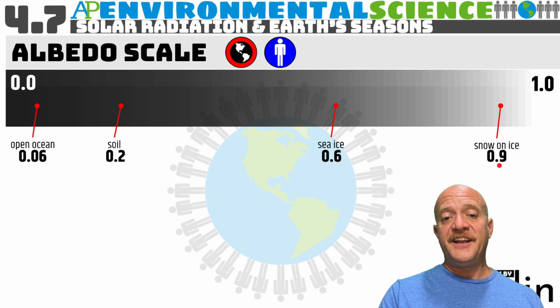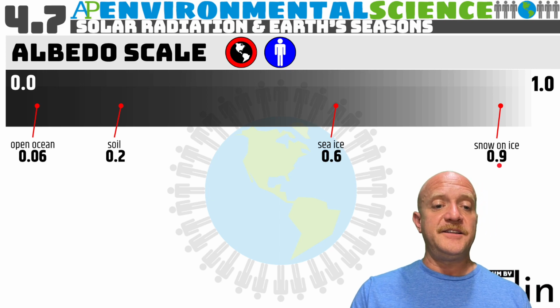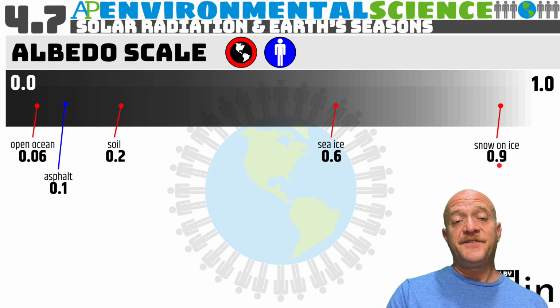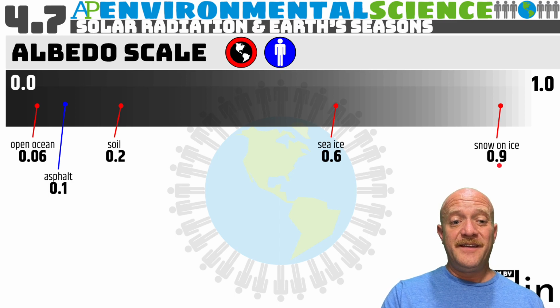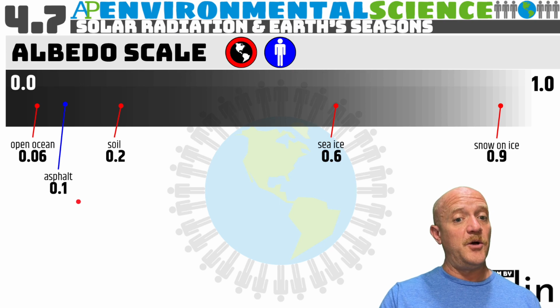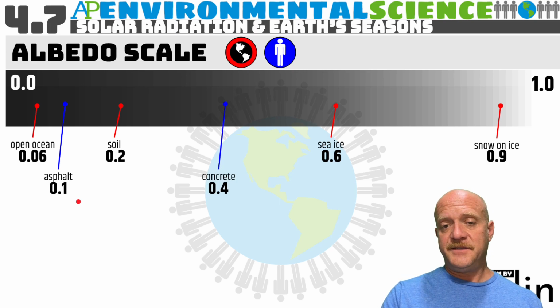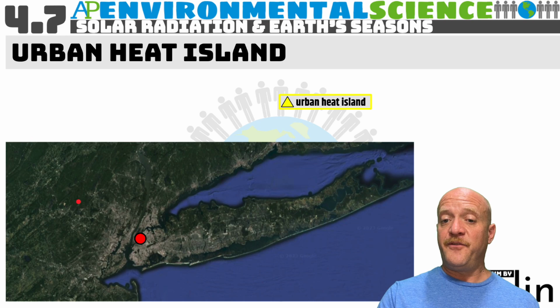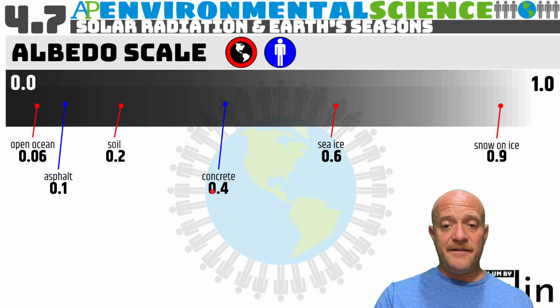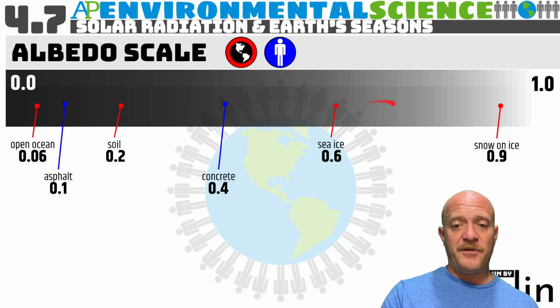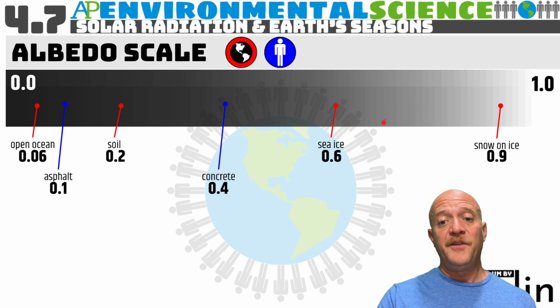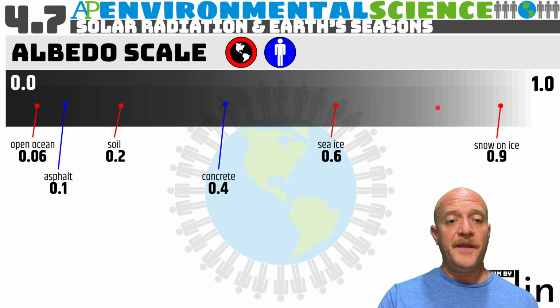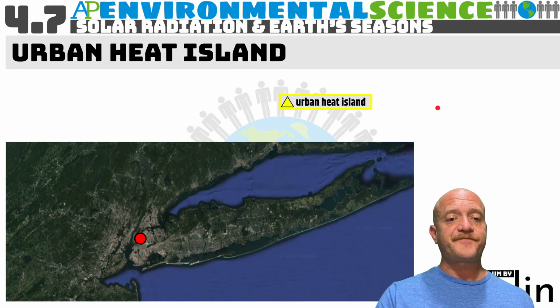Now, for anthropogenic or man-made sources, we have asphalt, which is like pavement. The dark asphalt is on the roads. 0.1, it's very low. Concrete, which is like cement, is 0.4. And that's it. I mean, there are other surfaces that are probably going to reflect more, like certain roofs that are painted a certain color. But these are just basic albedo numbers.